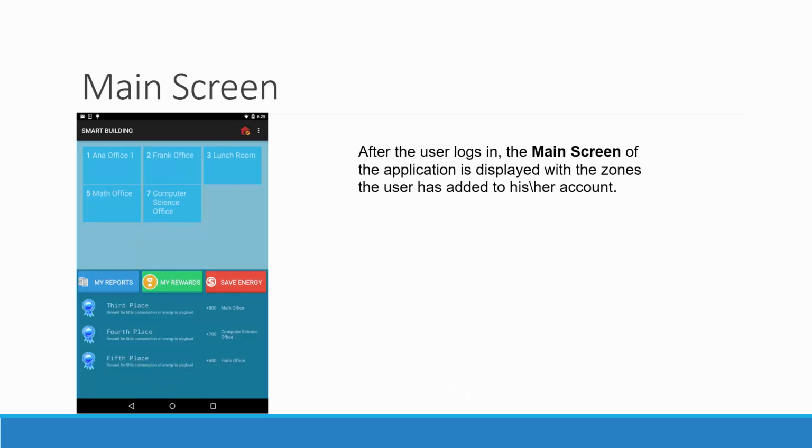On the main screen, after the user logs in, the main screen of the application is displayed with the zones the user has added to his or her account.